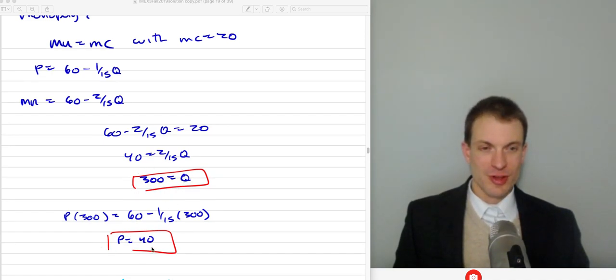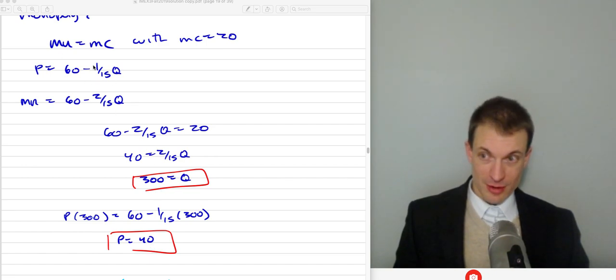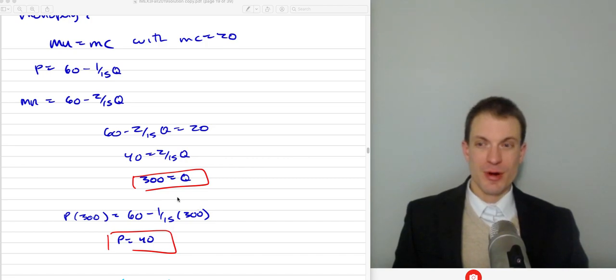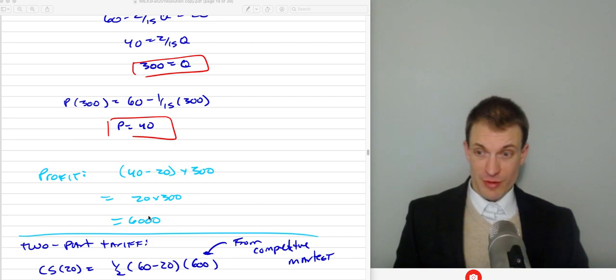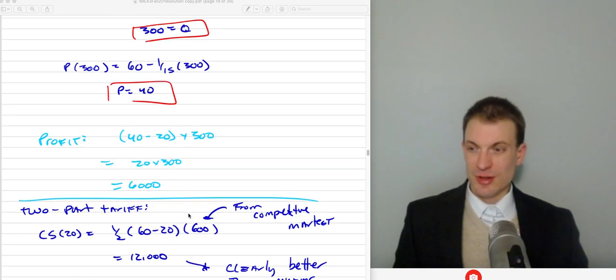The price the single price monopolist would charge, well, go to the demand curve. Prices come from demand curves. The price will be 40. So our single price monopolist would sell a quantity of 300 at a price of 40. Our competitive market would set a price of 20 and sell a quantity of 600. The associated profit for our monopolist, well, price minus marginal cost times quantity would be 6,000.